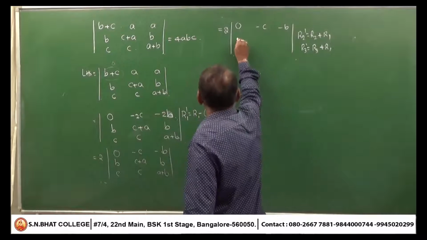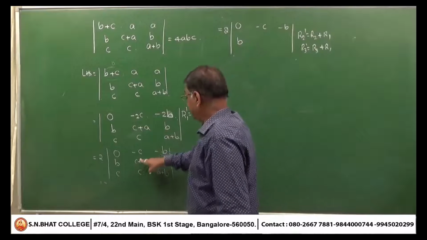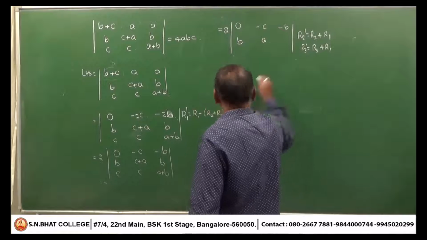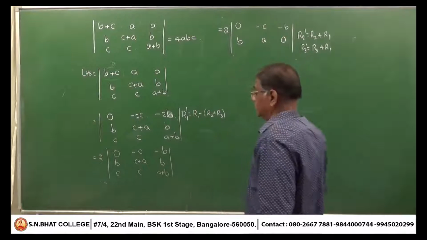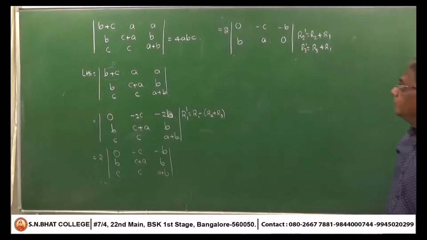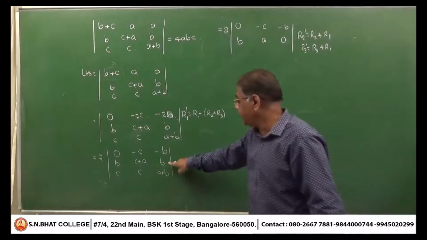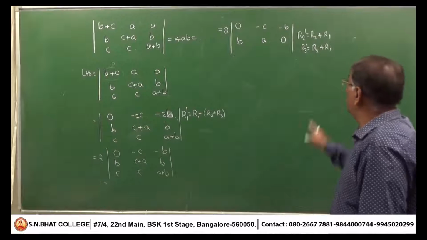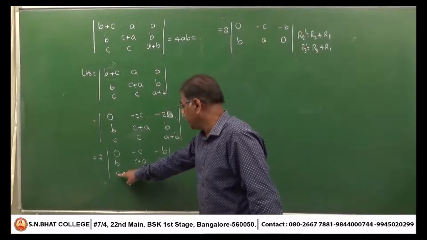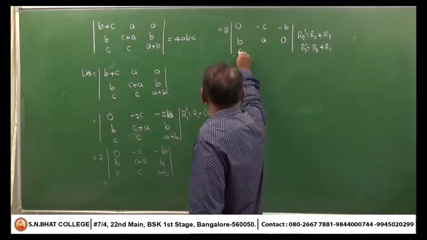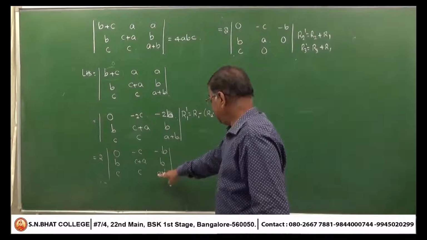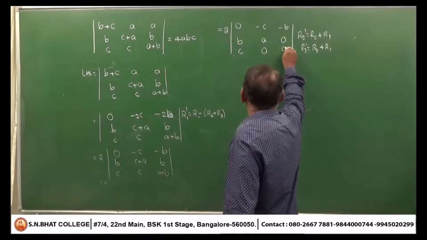Add this to B plus 0 is B. Plus C minus C get cancelled, A. Here minus B plus B becomes C. R2 dash is R2 plus R1. This plus this is 0, minus C plus C get cancelled. R3 dash is R3 plus R1. C plus 0 is C. Plus C minus C is 0. Plus A plus B minus B is A.